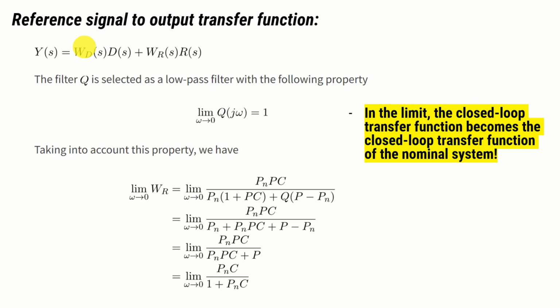Next, let us analyze the reference signal to the output transfer function. First of all, we start from this equation over here. Now, the filter Q of s is selected as a low-pass filter with this property: the limit value when omega goes to 0 of Q of j omega is equal to 1. And let's use this property. Namely, let's take the limit when omega goes to 0 of Wr, and let's see what happens.